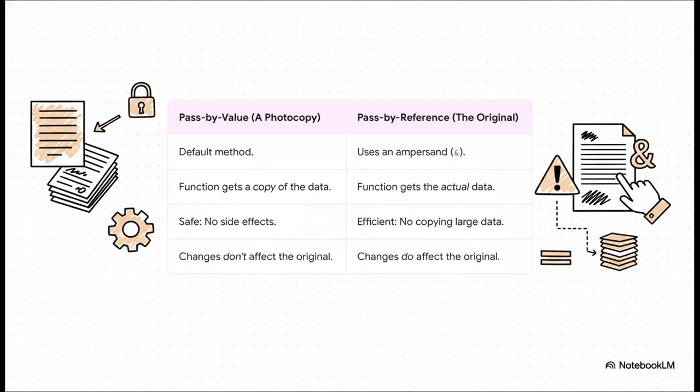The easiest way to think about this is like giving your function a photocopy of your data. The function can scribble all over that copy, draw on it, tear it up, but your original piece of paper is totally untouched. It's really safe. The other way is pass-by-reference, which you signal with that little ampersand symbol. This is like giving the function the actual original document. It's way more efficient, especially for big chunks of data, but it comes with a pretty big warning label.